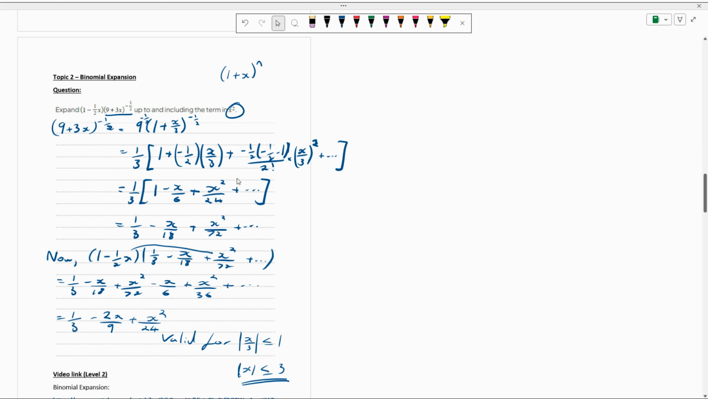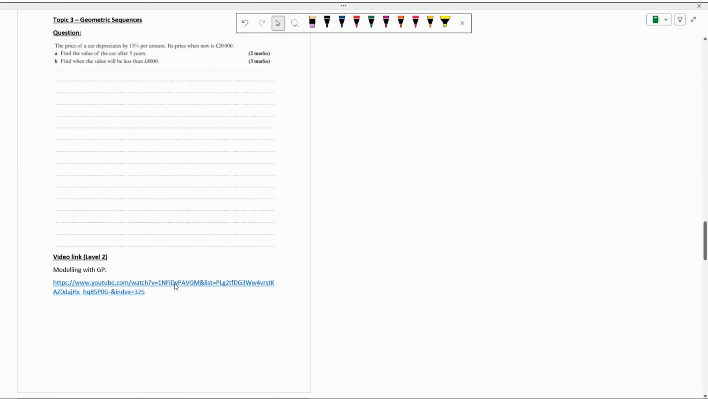Okay, so I did my expansion first, then I times by the other bracket, and I just slowly tidied it up again. I should have plus dot dot dot there. Okay, so the next one then, we've got a geometric series.